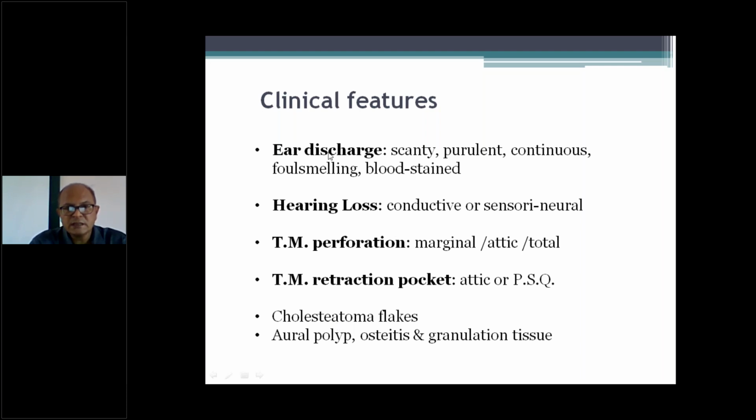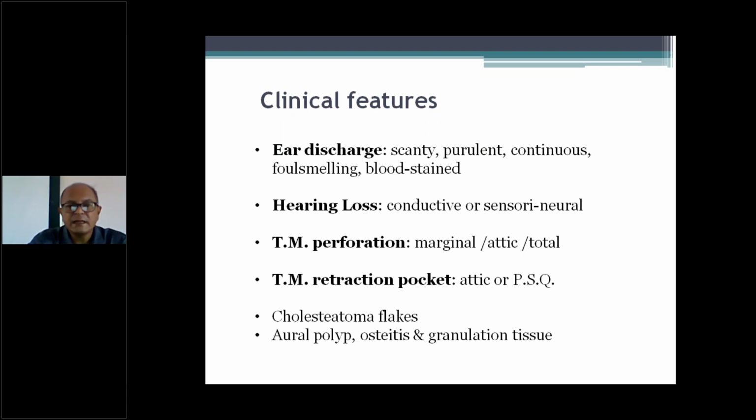Some patients may not complain of discharge. But they say that when there is itching in the ear, whenever they put a bud in and meddle with it and bring it out, there is a little bit of pus which is foul smelling. So they are not aware because it is so scanty.